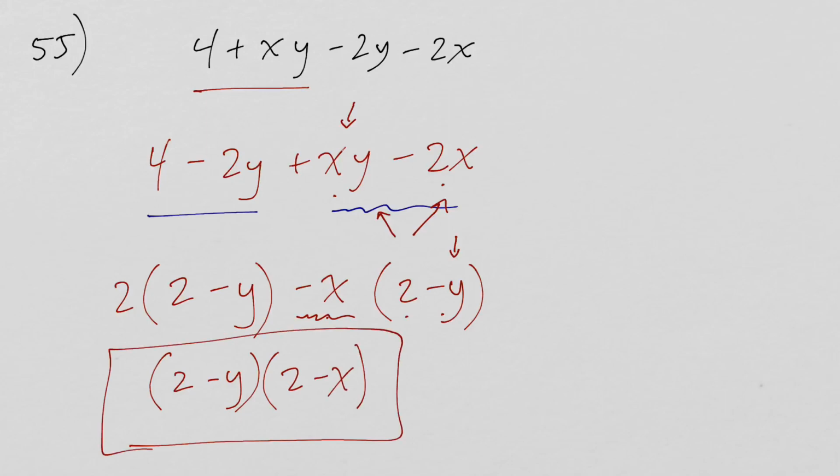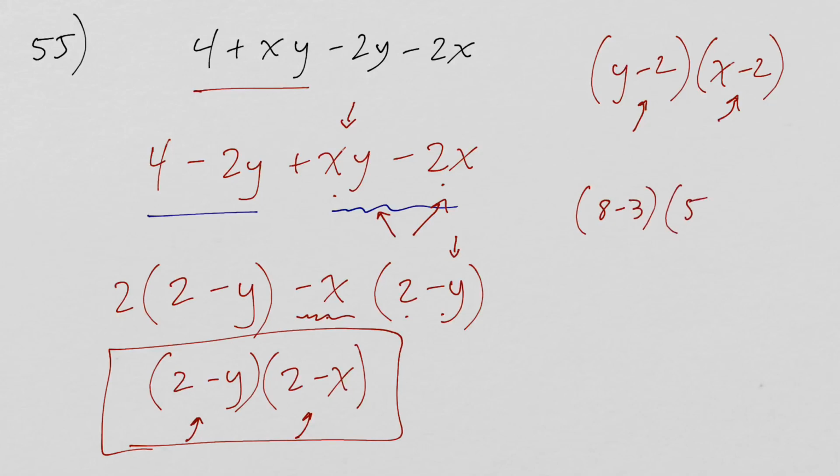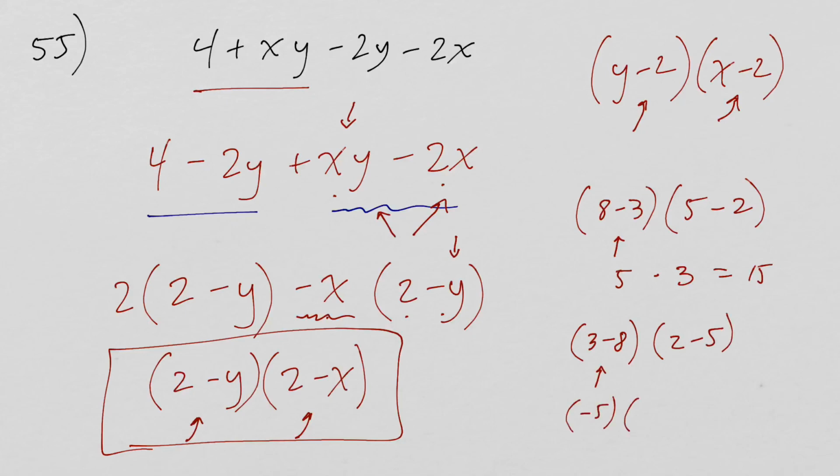Now, if you were to check the answers in the back of the book, they may have showed something like this: y minus 2 times x minus 2. And this is also correct because this is the opposite of this, but this is the opposite of this. So for example, if I had 8 minus 3 times 5 minus 2, this is a 5 times 3, which is 15. If I did it the other way around, 3 minus 8 times 2 minus 5, this is negative 5, this is negative 3, and I get 15 out.